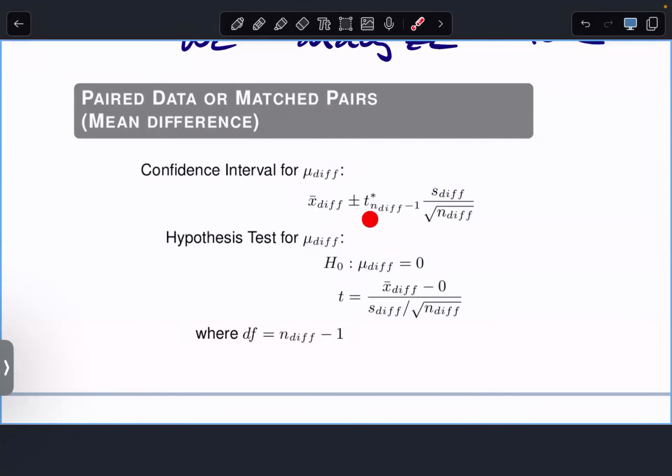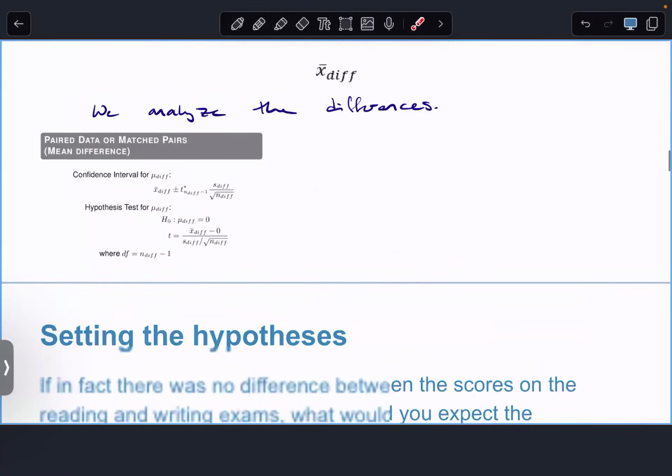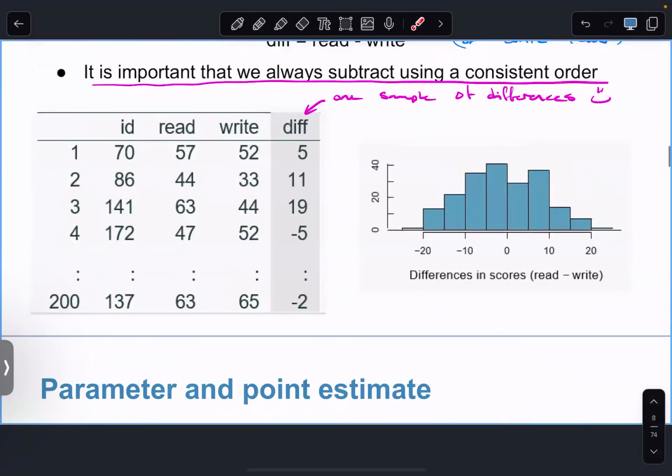Sample mean difference plus minus t star at n diff minus 1 degrees of freedom, right? And so here our degrees of freedom is the number of differences minus 1. That can be kind of confusing as you're starting. How many differences do I have? I have 200, right? So even though I have a sample of the reading and a sample of the writing, don't let that bog you down.